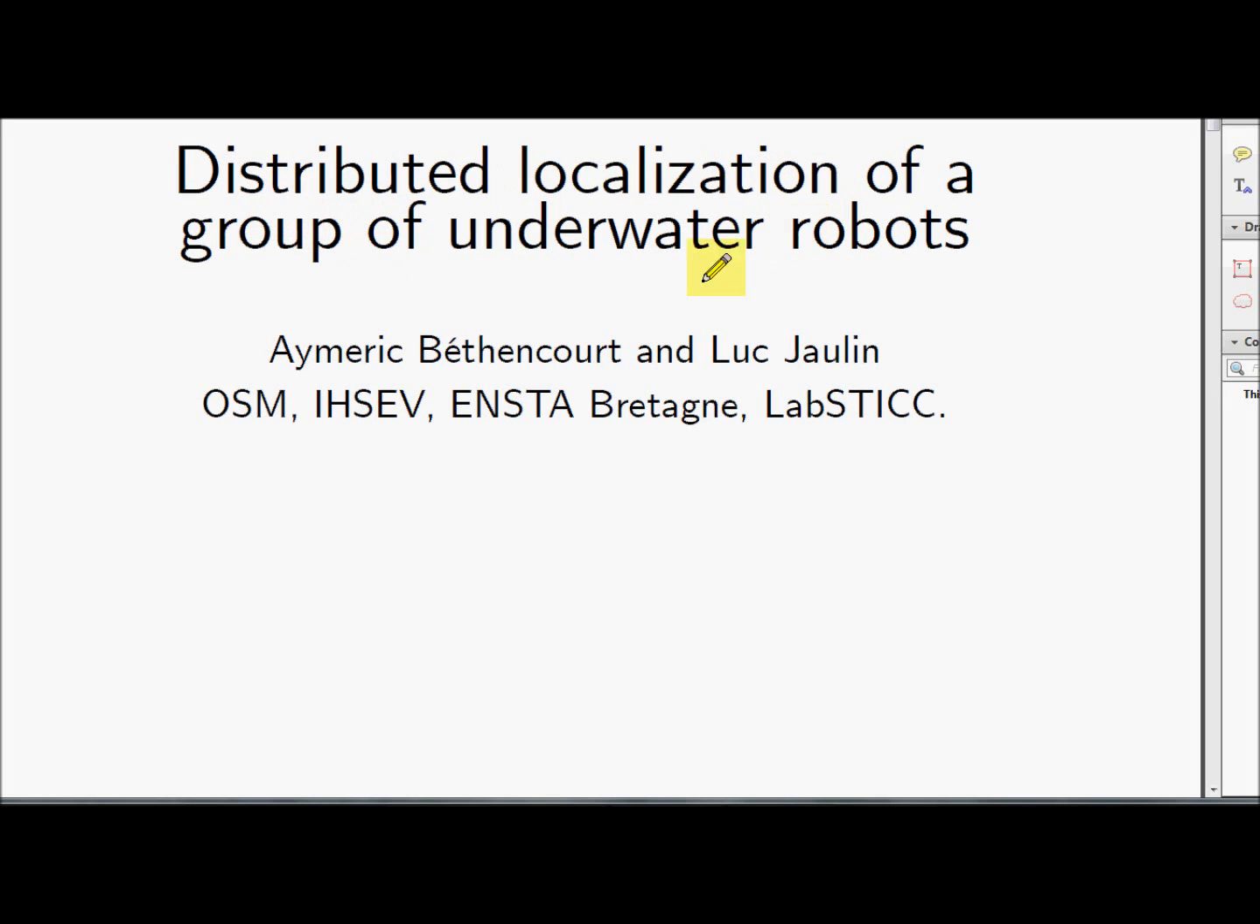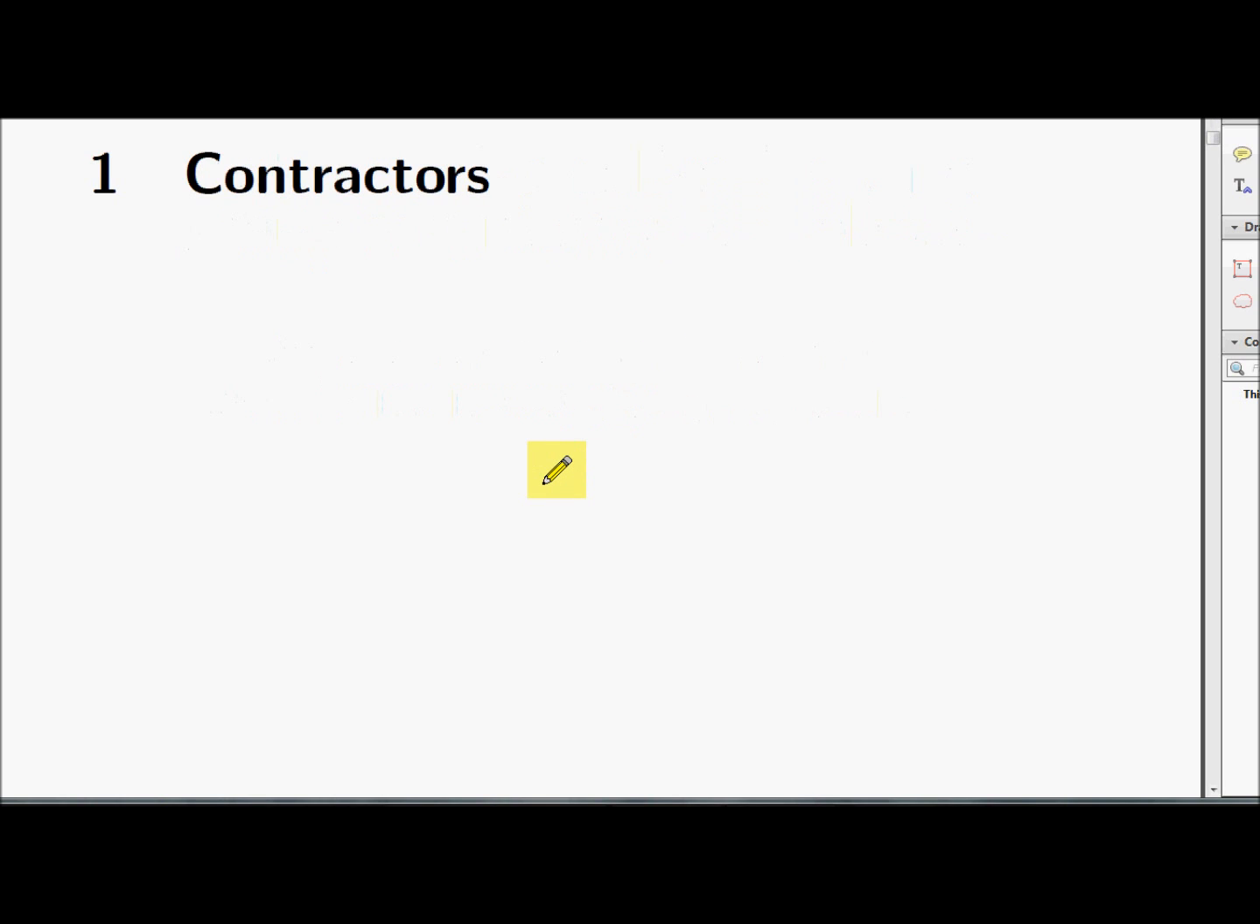Distributed localization of a group of underwater robots. This is a common work with Aymeric Bethencourt, who made his PhD on this topic at ENSTA Bretagne. All that will be presented here is based on contractor programming. So I will first introduce what a contractor is.